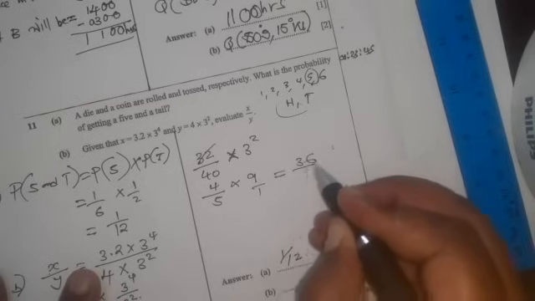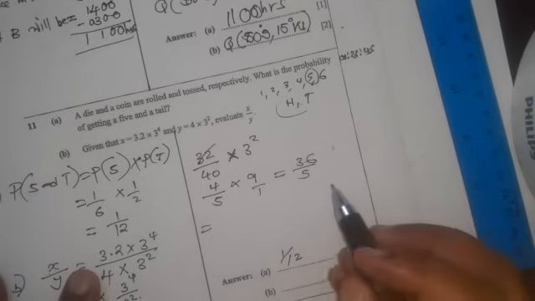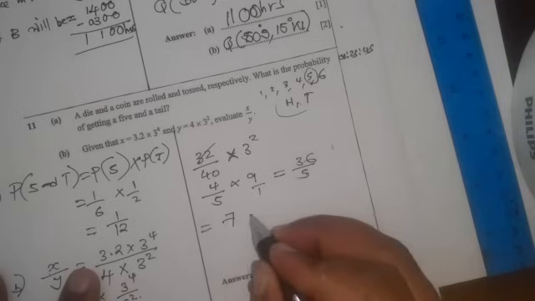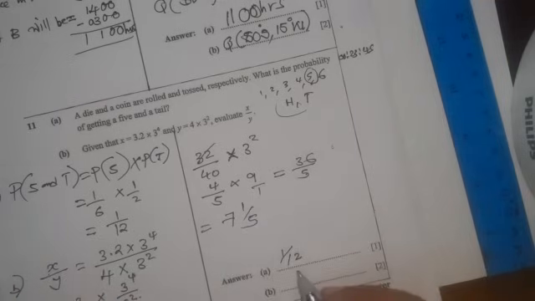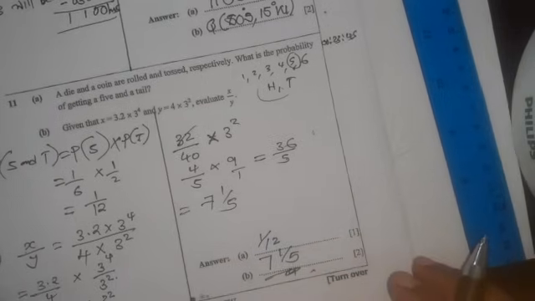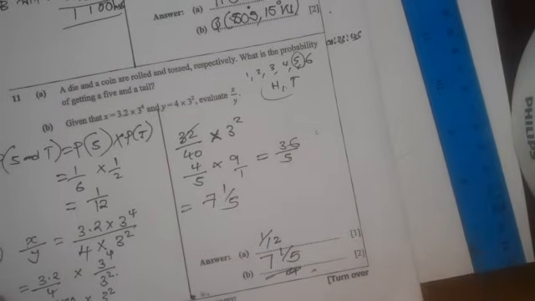This is 36 over 5. Alright? 5 into 36, it is 7. Remainder, 1 over 5. And this is your answer. 7, 1 over 5. Okay? That's where we end this question. We go to the next one.